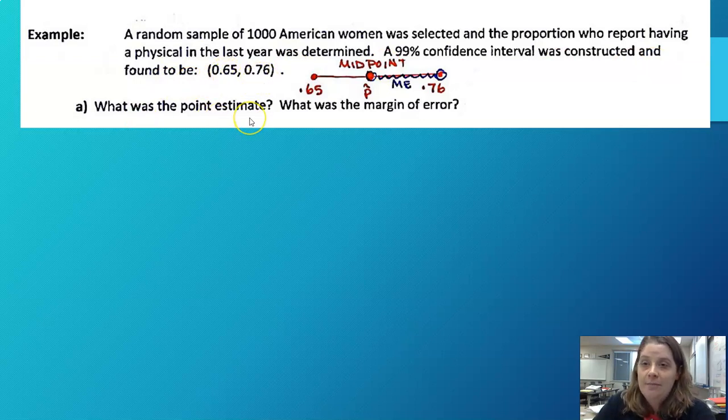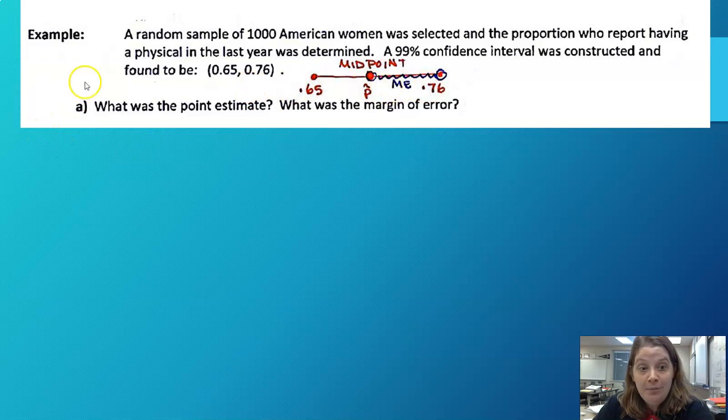What was the point estimate, or the statistic? What was the margin of error? Okay, so one thing to think about, this confidence interval, that's the lower bound to the upper bound. The statistic should be right in the middle, and then the margin of error is how much you go up and down to get those endpoints.